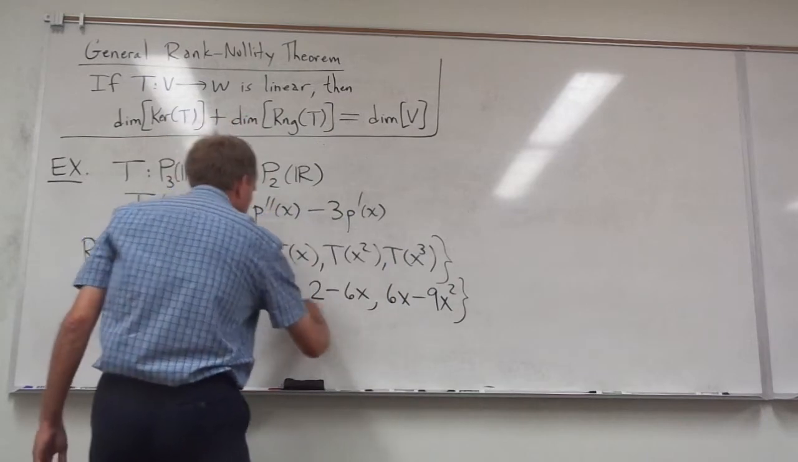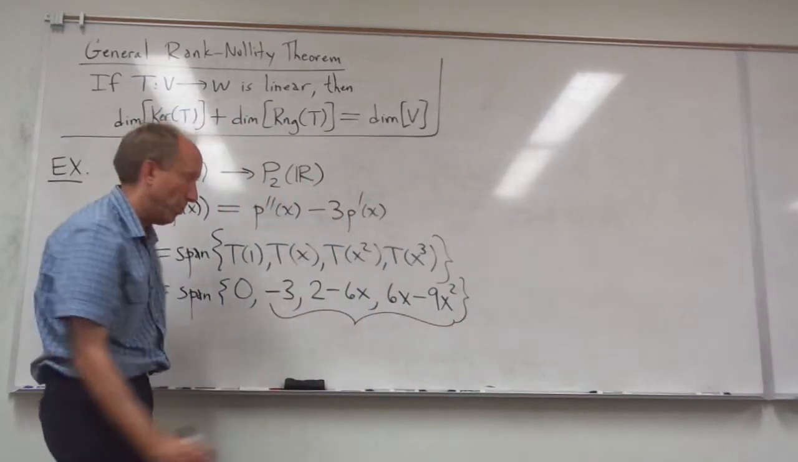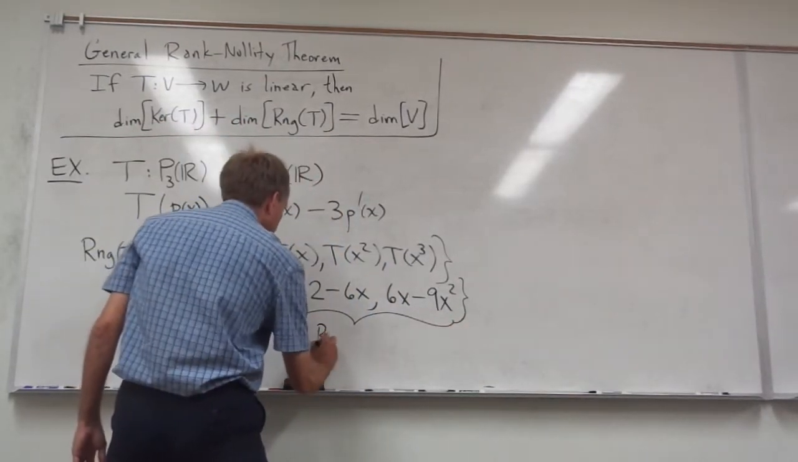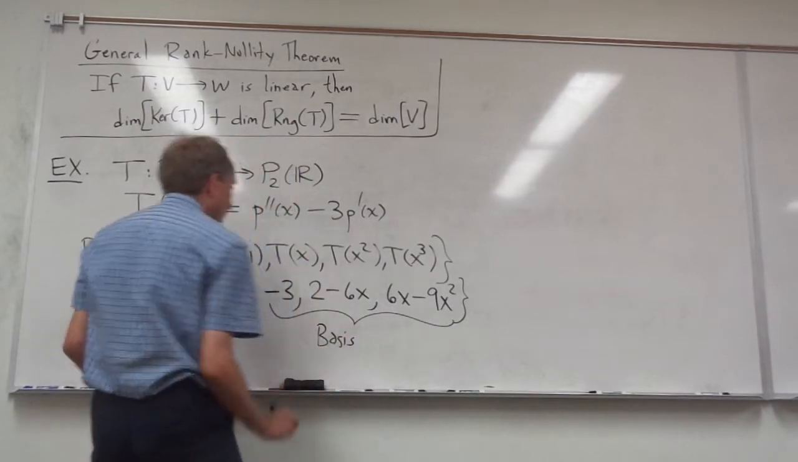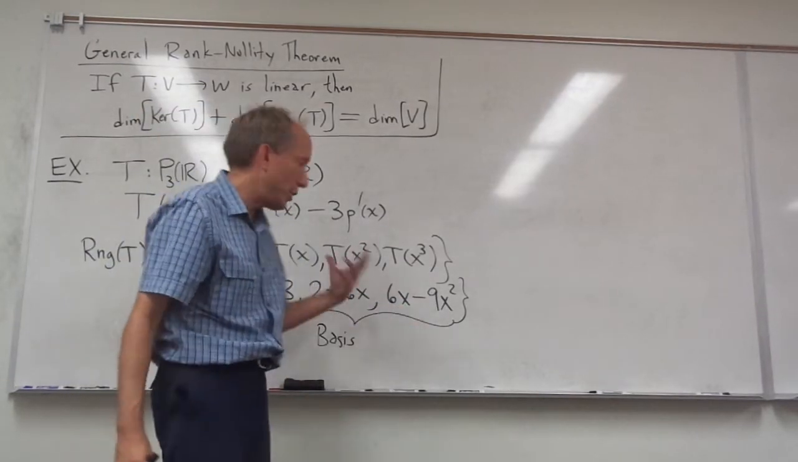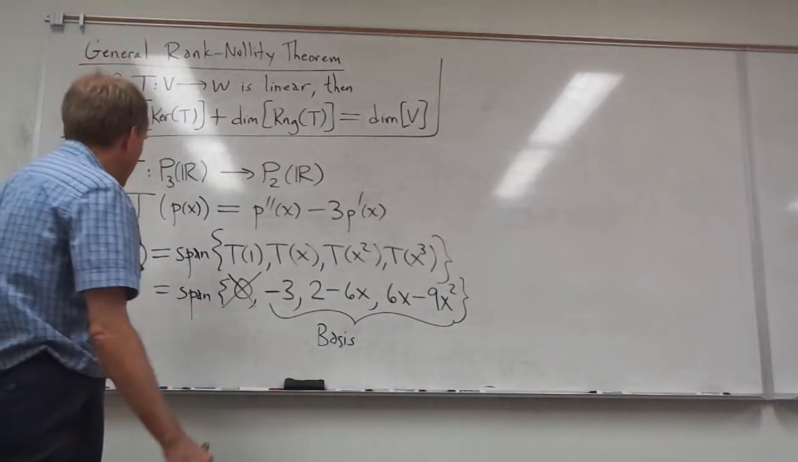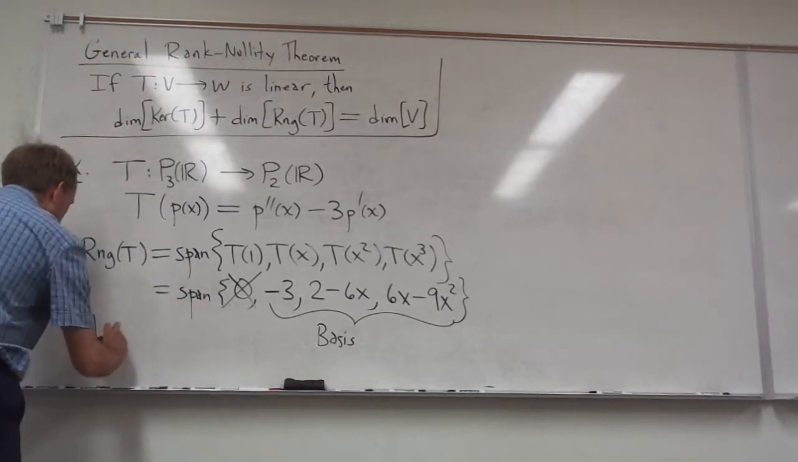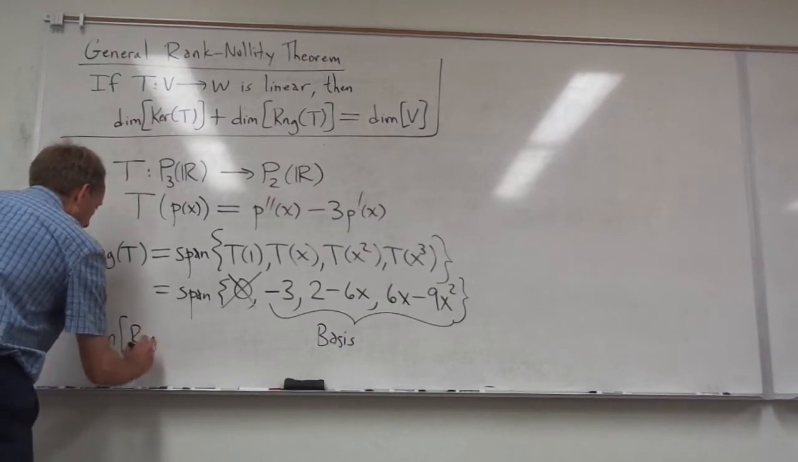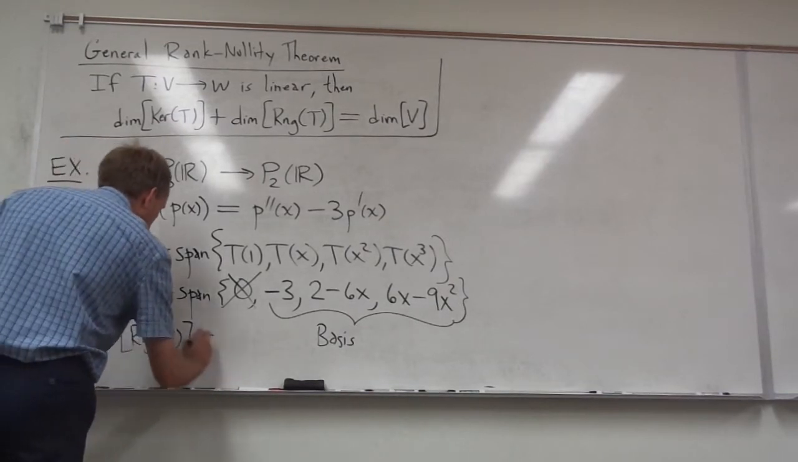And the basis is just these three polynomials. So I have a basis. Okay, they are linearly independent and they span the space. We can throw away the 0 from that set. And so the dimension of the range of T here is equal to 3.